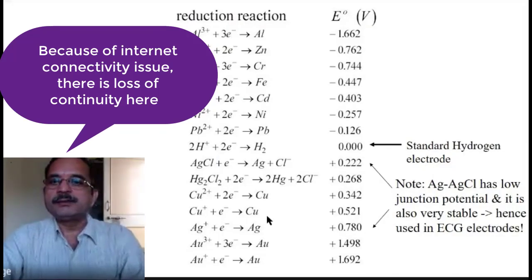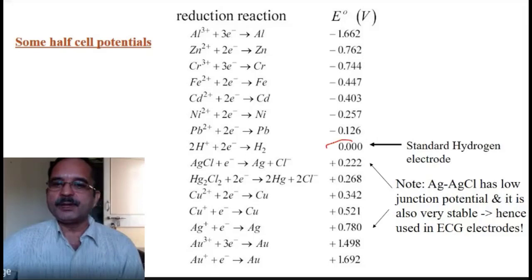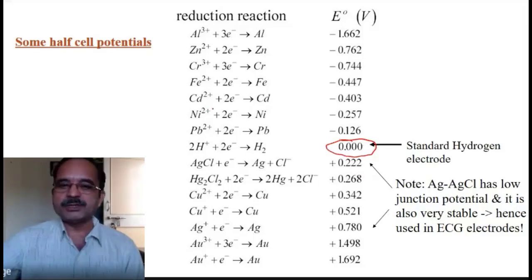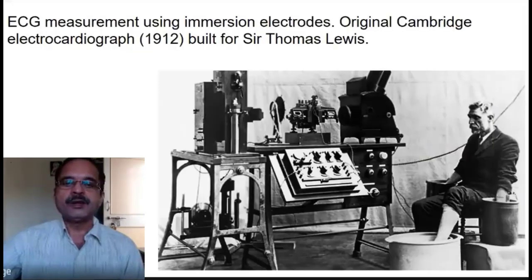So we were discussing the half cell potential. As I said, the half cell potential of the hydrogen electrode is assumed to be 0, and the most widely used electrode is silver or silver chloride, and the reason, as we said, is that it is very stable, hence it is used in ECG electrodes. Now we'll discuss some electrodes.